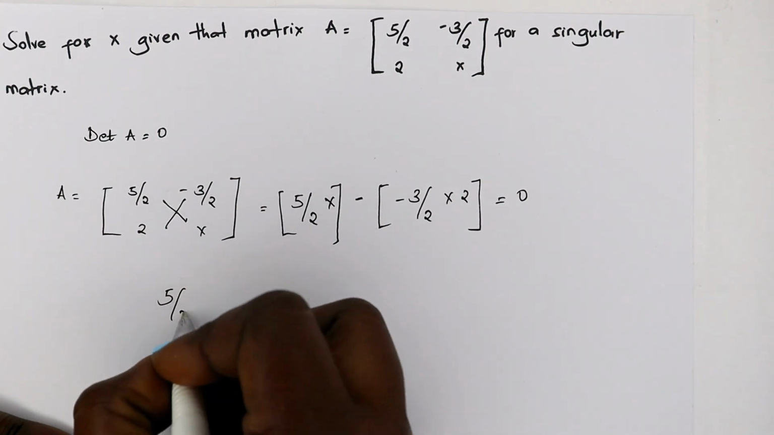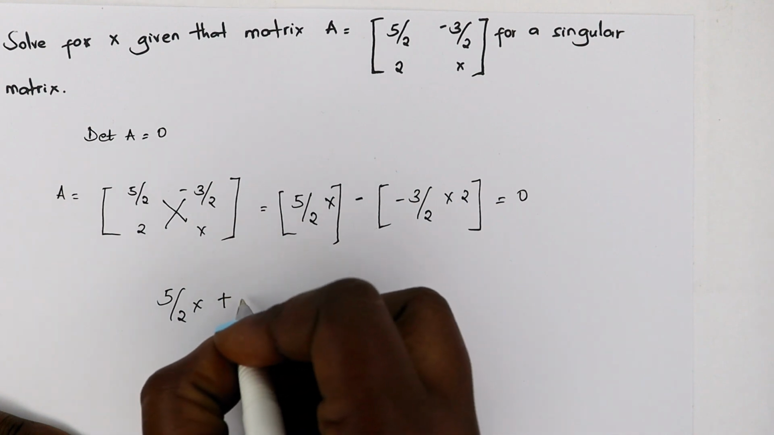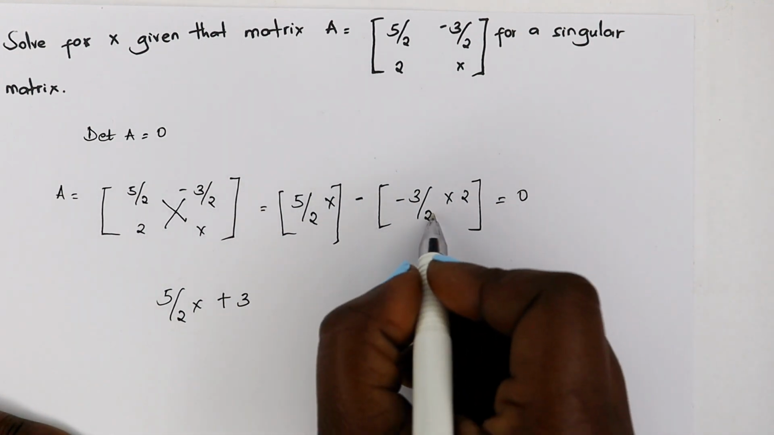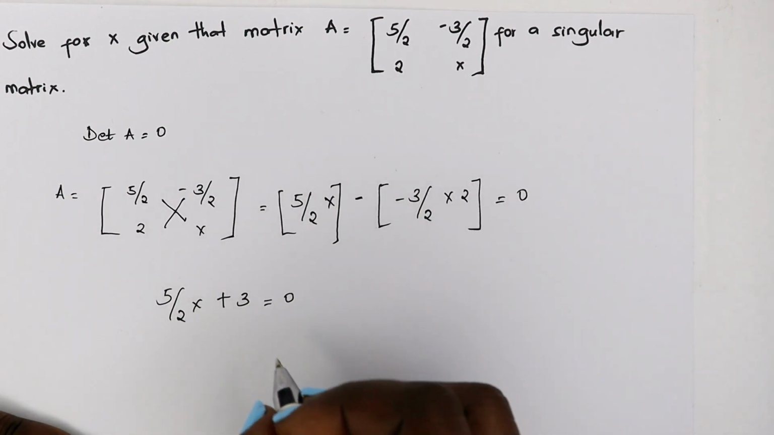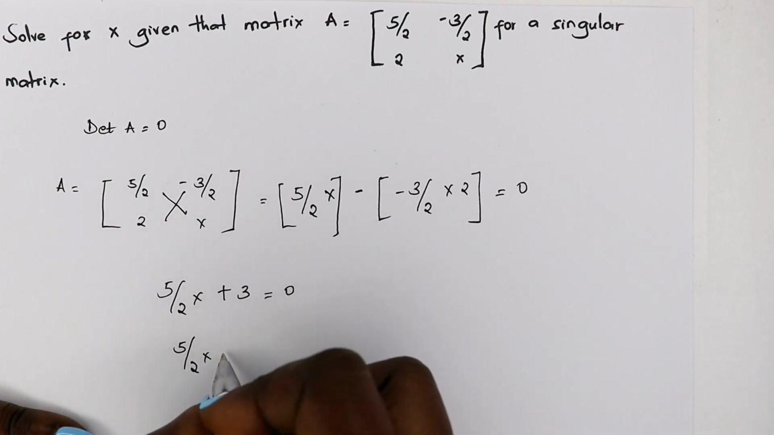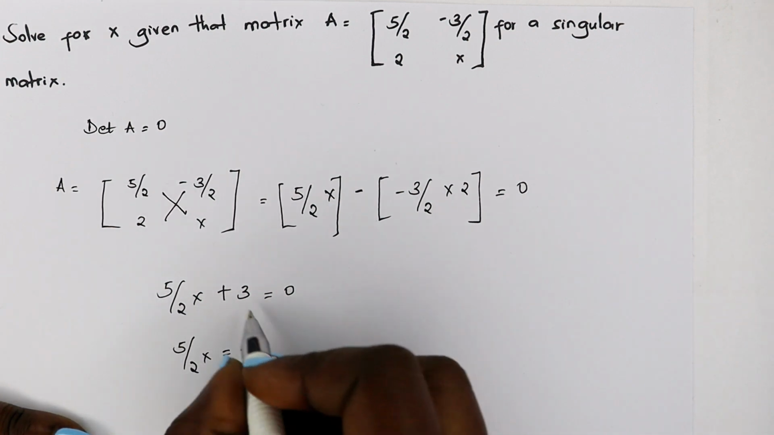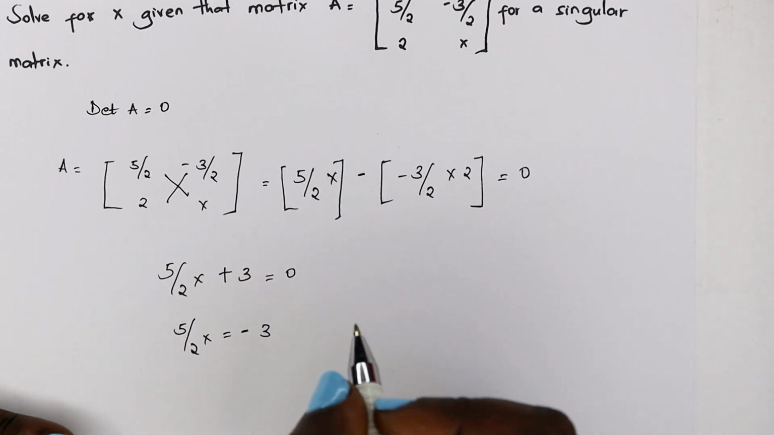So we have 5 over 2 x. Negative and negative gives a positive, plus 3 over 2 times 2 is plus 3, because the 2 and 2 will cancel. So you take 3 across to the other side, and 5 over 2 x is equal to negative 3, because when you take positive 3 to the other side it becomes negative 3.